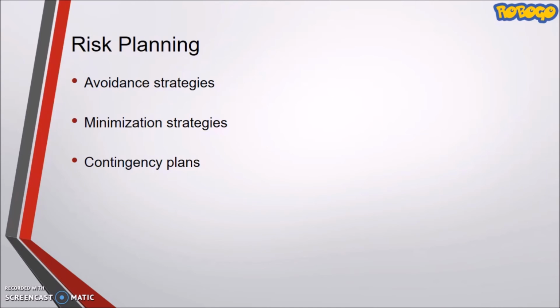Minimization strategy. It means that the impact done to the project will be greatly reduced, as we know that some of the risks cannot be avoided and are bound to happen. Contingency plans. It means that the team has already prepared for the worst and has a backup plan that can be applied once the risk happens.